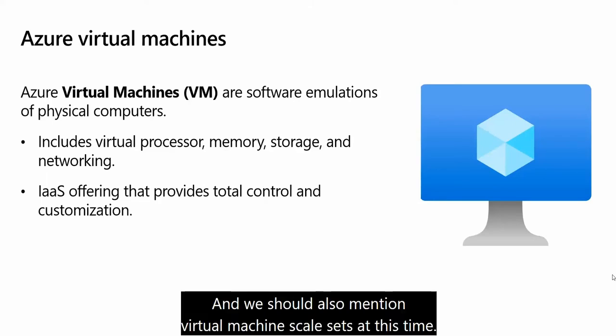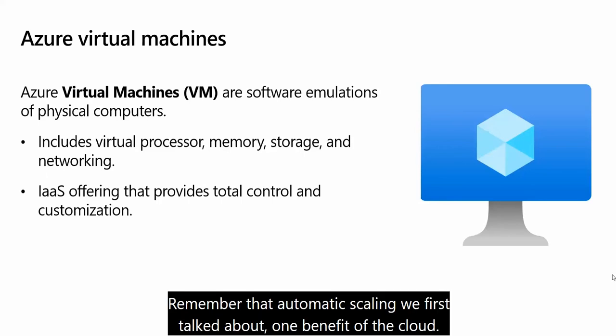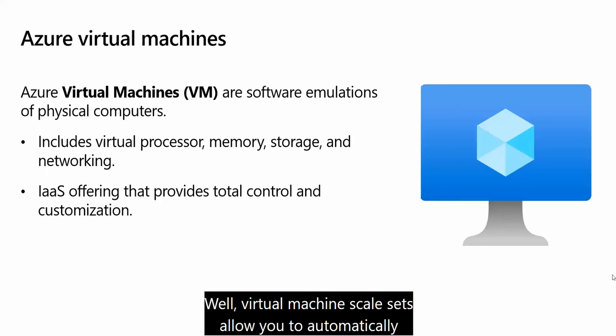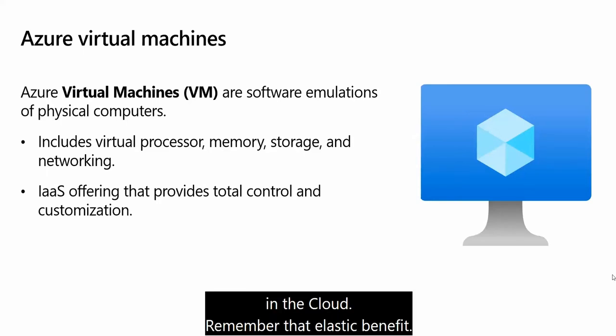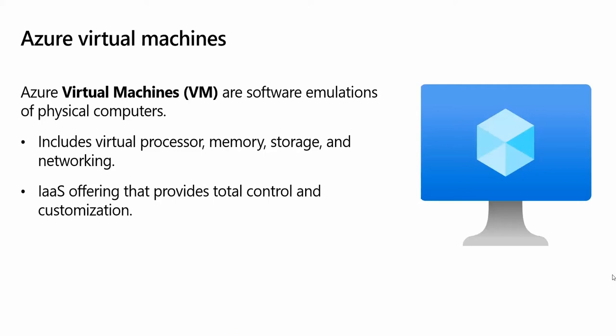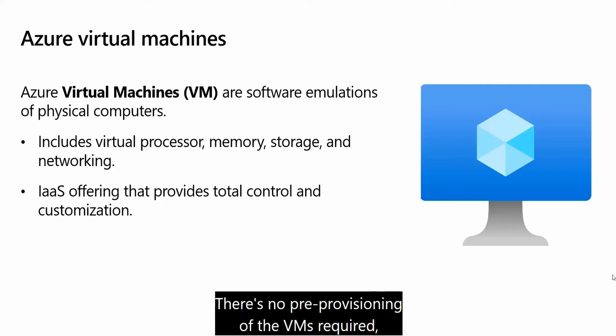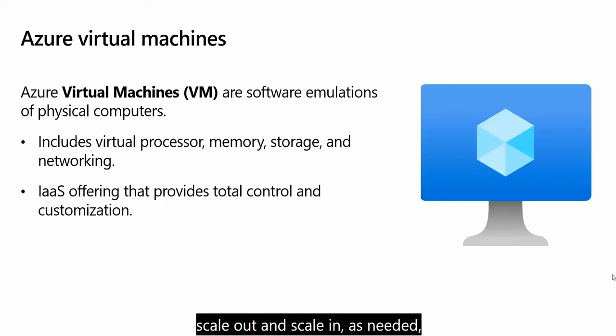And we should also mention virtual machine scale sets at this time. Remember that automatic scaling we first talked about, one of the benefits of the cloud? Well, virtual machine scale sets allow you to automatically manage fluctuations in workloads in the cloud. Remember that elastic benefit. It's still an IaaS model. There's no pre-provisioning of the VMs required, but you can plan for them to scale out and scale in as needed to manage demands and workflow.